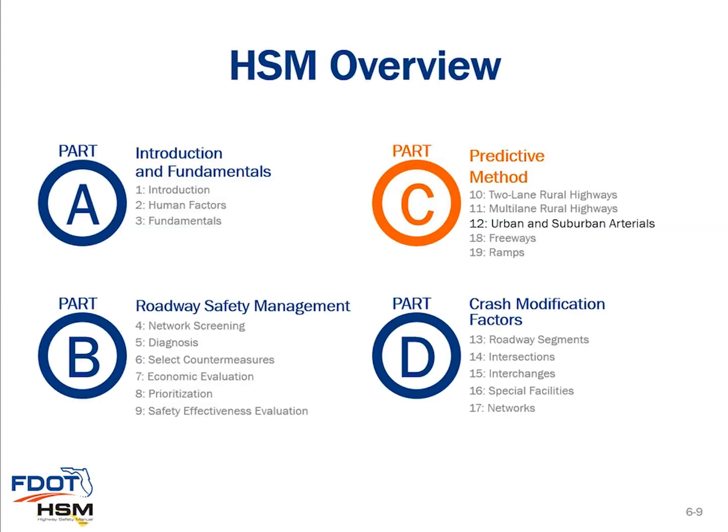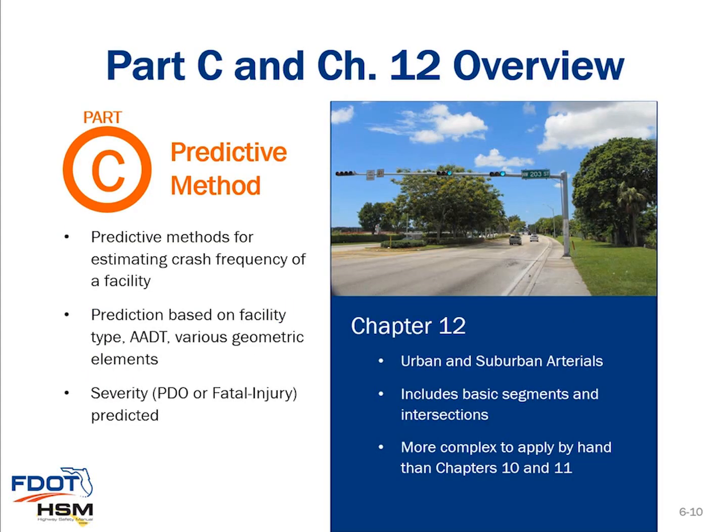Today's webinar is focused on Chapter 12, the urban and suburban arterials from Part C of the Highway Safety Manual. This is the third of 5 webinars we have and will be conducting regarding Part C predictive chapters. The next 2 webinars are regarding new chapters 18 and 19 on freeways and ramps. The Part C introduction provides information with regards to crash predictive methods. The prediction is based upon facility type, ADT, and various geometric elements. Crash severity can be predicted.